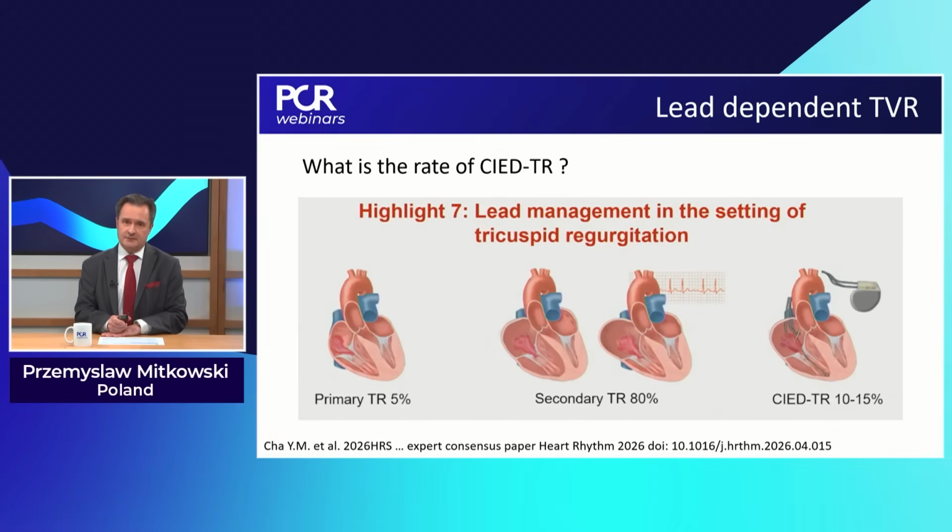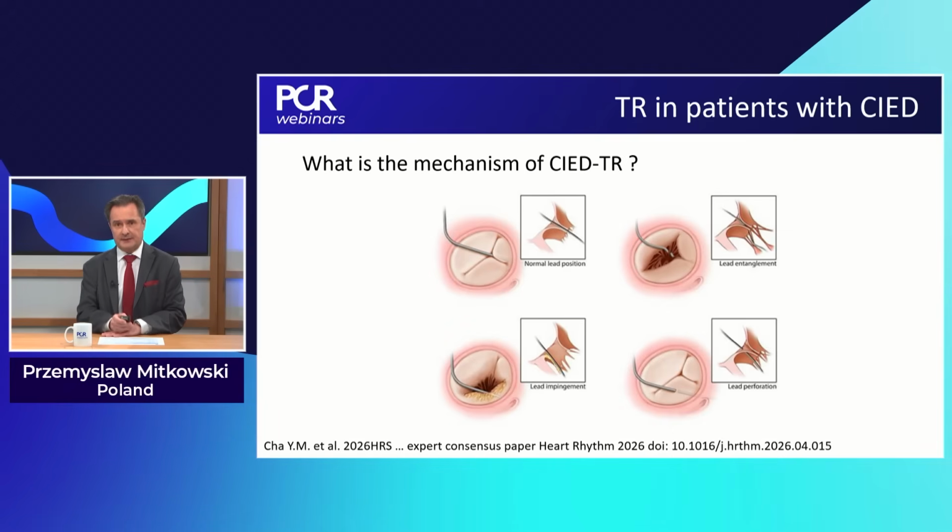Of course, I would like to object that the vast majority of tricuspid regurgitation is caused by leads. No, only 10 to 15% of cases are produced by the lead, whereas 5% is a primary disease of the valve, and 80% is secondary to some other heart condition. Of course, we are talking a lot about the mechanism, about the route we introduce the lead. Sometimes, you know, we are completely blind.